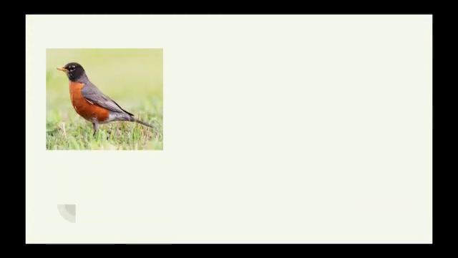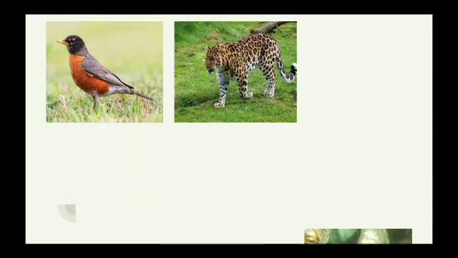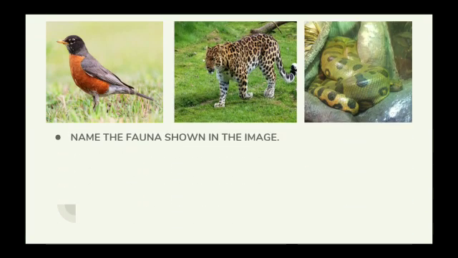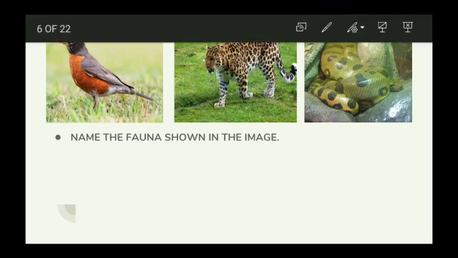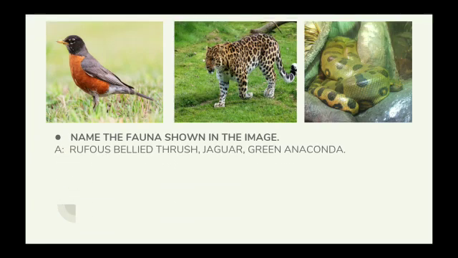Let's observe the next, that is the fauna. Name the fauna shown in the image. The first one is the rufous belly thrush, also called the red belly thrush, which is the national bird of Brazil. Second is the jaguar, which is the national animal of Brazil. And the third image which we see is anaconda, the largest snake on the planet.